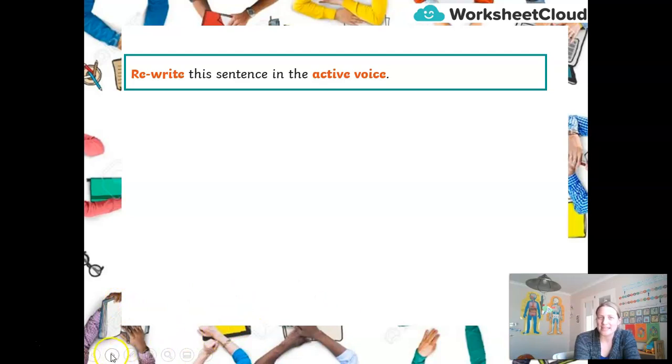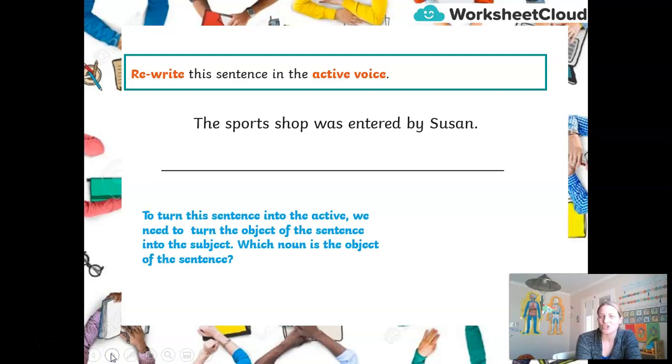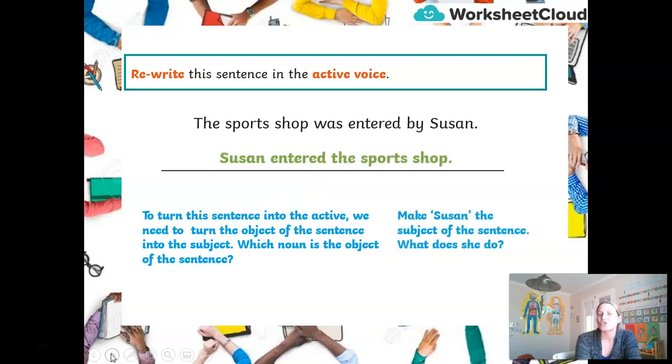Rewrite this sentence in active voice. The sports shop was entered by Susan. Okay, so now we had one where we previously had to turn an active sentence into passive voice. Now we're going to do the opposite. So have a little look, and we've got to take the object of this sentence and turn the object into the subject. So the sentence would become, Susan entered the sports shop. Subject, verb, object.